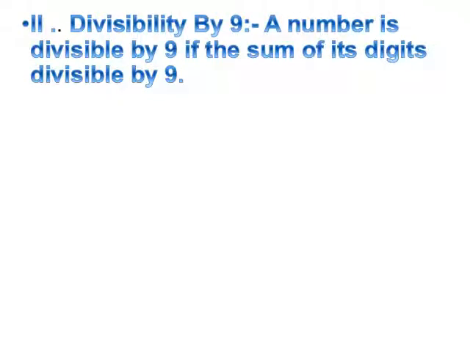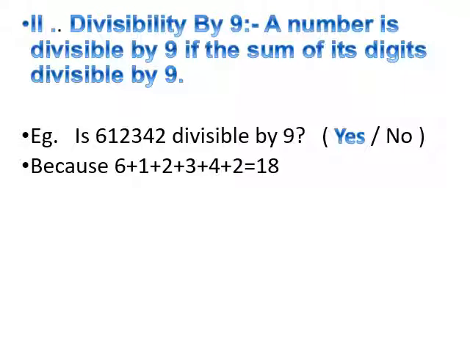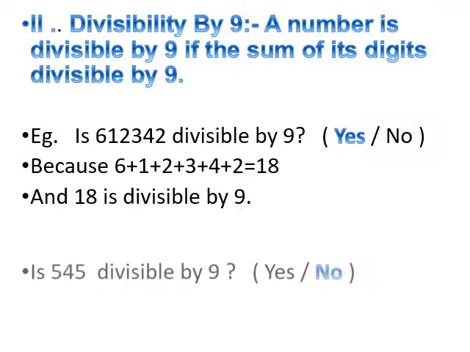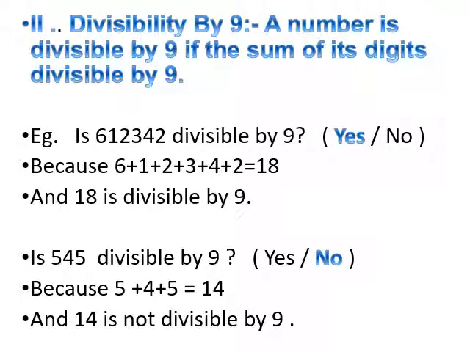Divisibility by 9. A number is divisible by 9 if the sum of its digits is divisible by 9. Is the given number divisible by 9? Let's see. Find the sum of all the digits. It is 18, and 18 is divisible by 9. Therefore the given number is divisible by 9. See the second example. Here the sum of all digits is 14, and 14 is not divisible by 9, therefore the given number is not divisible by 9.